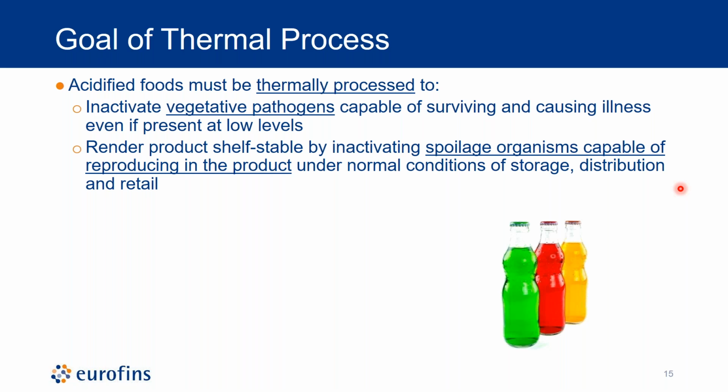All right, so part of what Wilfredo mentioned is that these acidified foods shall be thermally processed. And the goal of that thermal process is to inactivate vegetative pathogens capable of surviving and causing illness. Even if they're present at very low levels, these have a low infective dose, so they're still of concern. The other point of thermal processing is to make sure that your product is shelf stable by inactivating spoilage organisms that are capable of reproducing in the product under normal conditions.